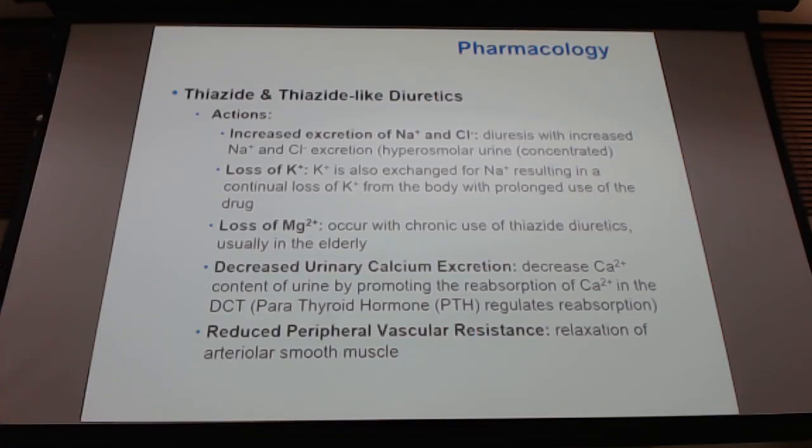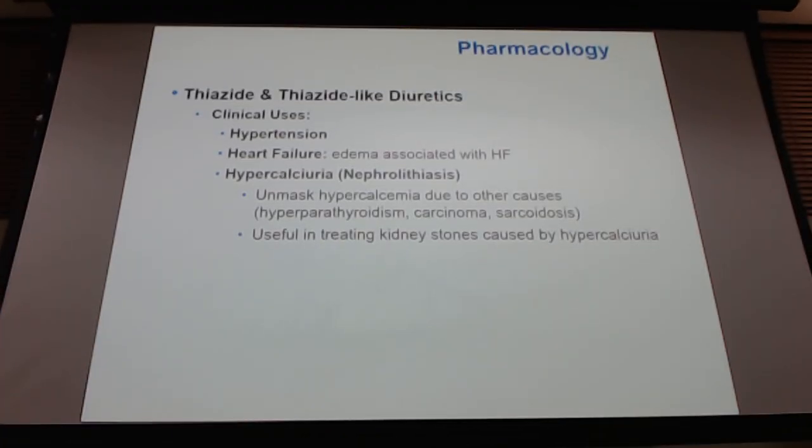And so for the clinical uses, it's used for hypertension, heart failure, so the edema associated with heart failure, and then hypercalciuria, nephrolithiasis, or just a fancy name for kidney stones. And so since thiazides block calcium from going into the lumen, or your urine, you have less calcium there and less potential for kidney stones to form.